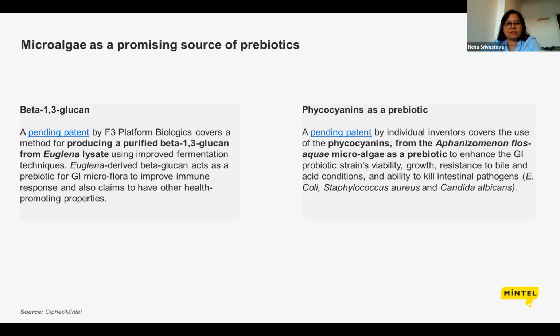Another important component of microalgae that can be used as a prebiotic is phycocyanins, present in a specific variety of algae. These specific phycocyanins play an important role in improving the gut microflora and thereby improving gut health.